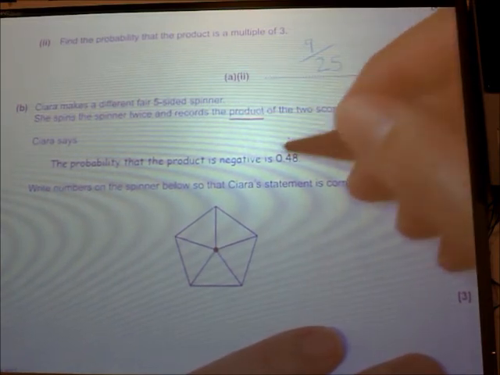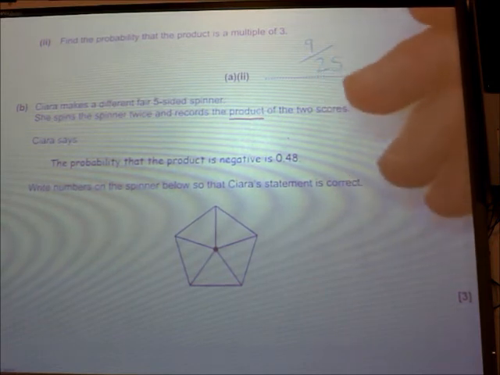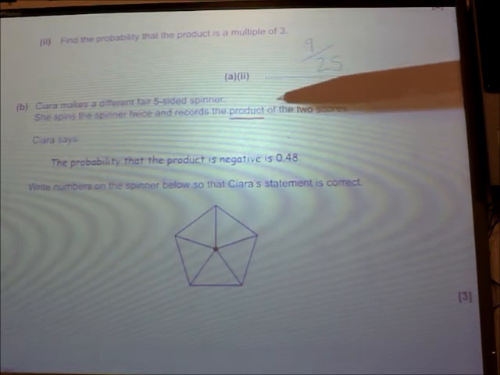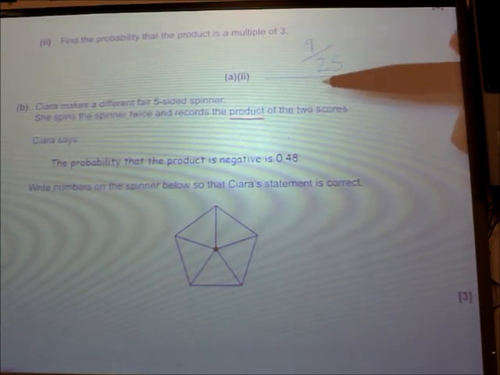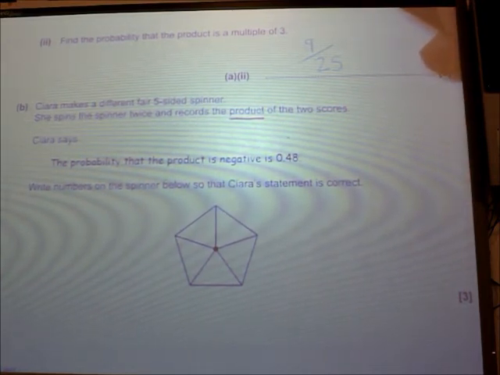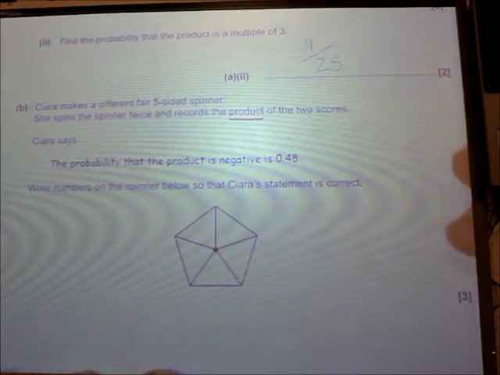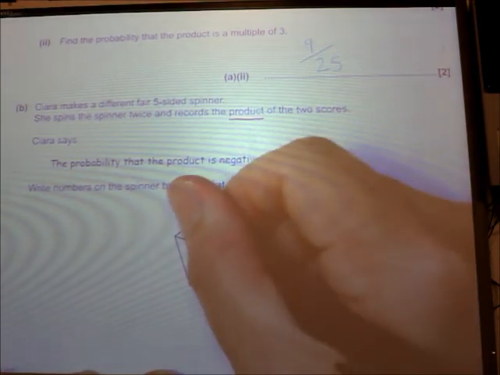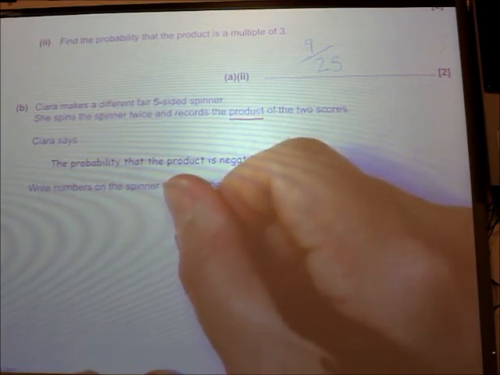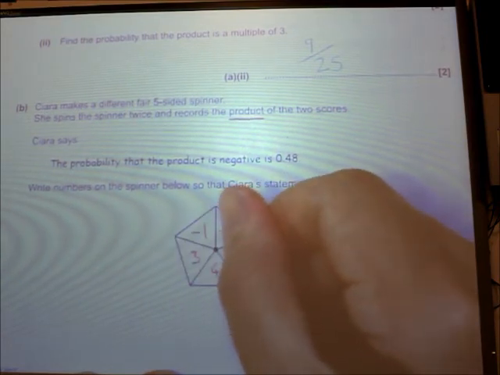The probability that the product is negative is 0.48. Don't forget, to get a negative answer when you multiply, and that's what it's talking about here because it's product, you have to do a positive multiplied by a negative number. So it's just under 50-50, isn't it? So what we're going to do is put in some negatives and some positives. The numbers you put in don't really matter as long as you get the sign correct. So you could call them all -1 if you wanted. I think that would probably work, but we'll just change it up for some fun. So -1, -2, and we could have 3, 4, and 5.